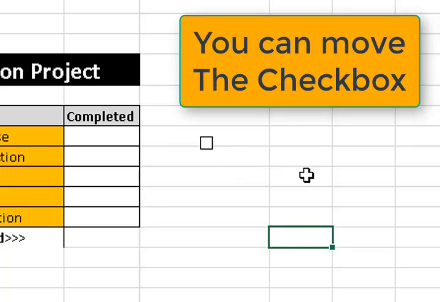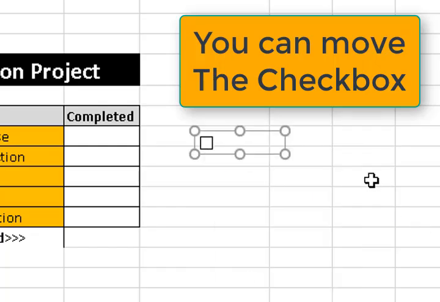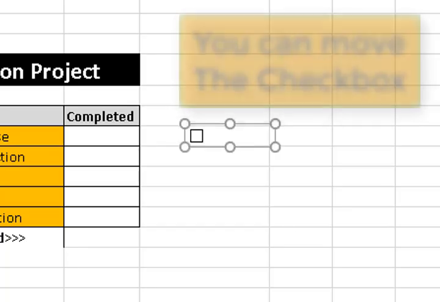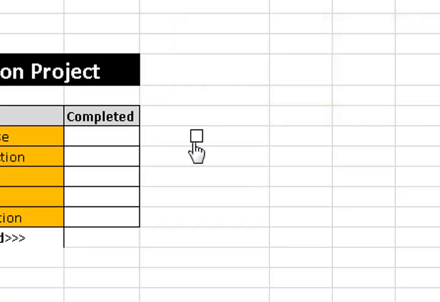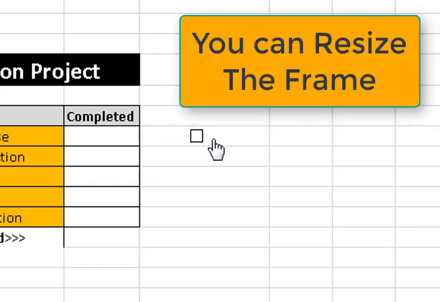To do that, I have to select it. To select it, I right-click. You see that it is selected. So I just move it to the right place. Yes. And you click, it is checked. Click again, it's unchecked.